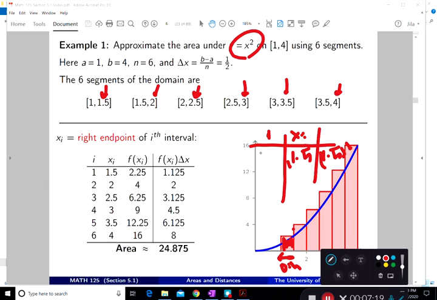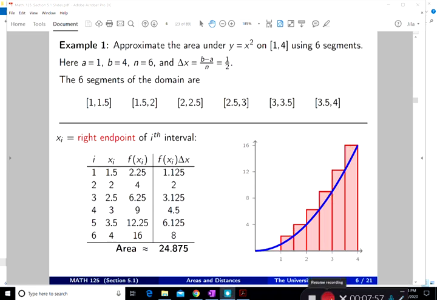And then the second interval ends at 2, and then f of xi for that is 4, and then the third one ends at 2.5, and the f for that one is 2.5 to power 2, and so on and so forth. And this is how you find the area of every rectangle.